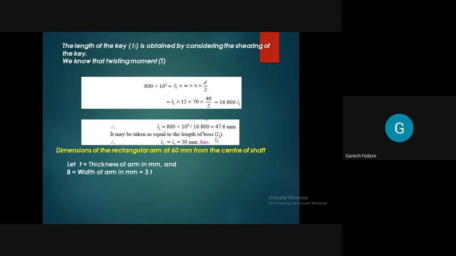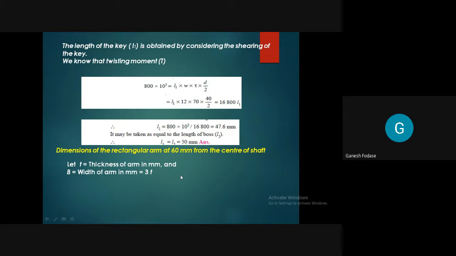Now we have the length of the key, and it is given. Now we need to find the dimension of the rectangular arm. Where do we need to find it? Third condition. What was asked? Find the dimension of the lever arm. But where? At 60 mm from the center of the shaft. To find its dimension at 60 mm from the center of the shaft, one more condition is given: if T is the thickness of the arm, the width of the arm is 3 times T. It is given to you.